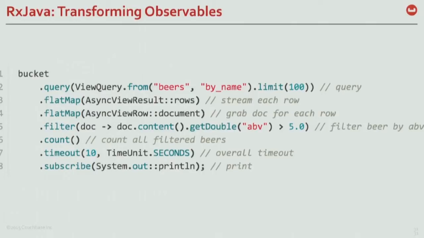I have this huge object that comes in, and I don't really care about all the metadata. I said just give me the rows. So I'm going from an observable of async view result to an observable of rows, which are async view rows. A row has a document and more metadata. Again, I don't care about that metadata. All I want is the document. So I'm calling get document, basically.